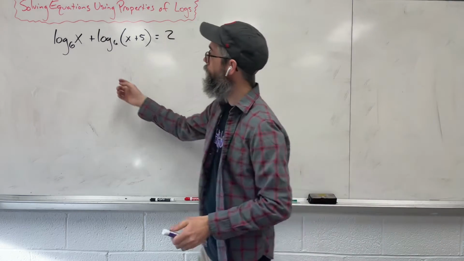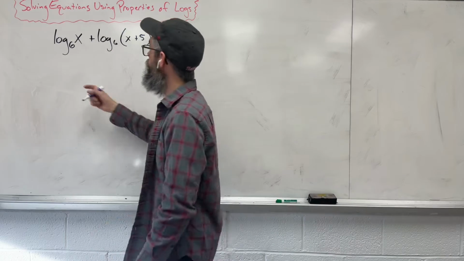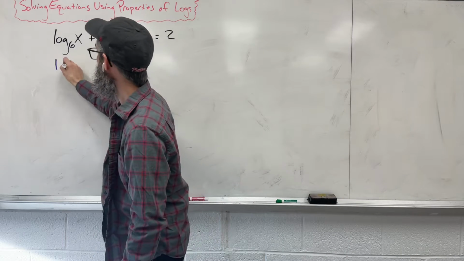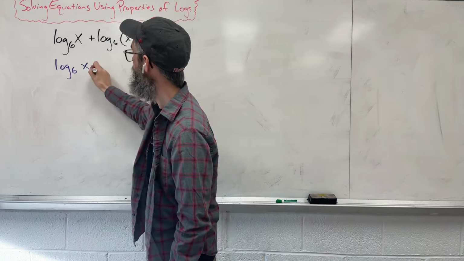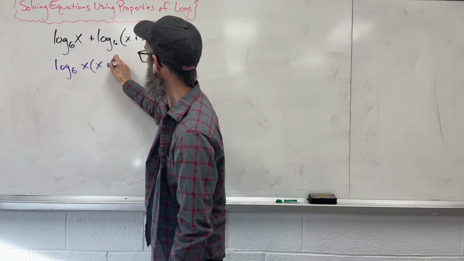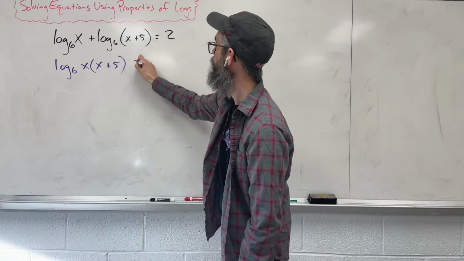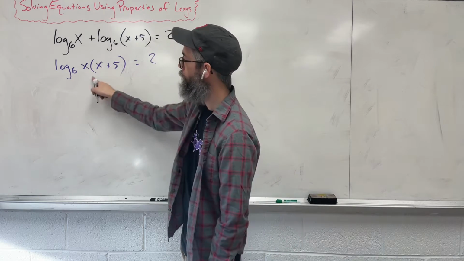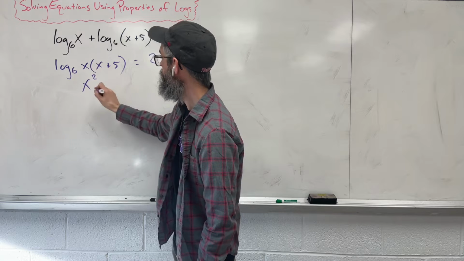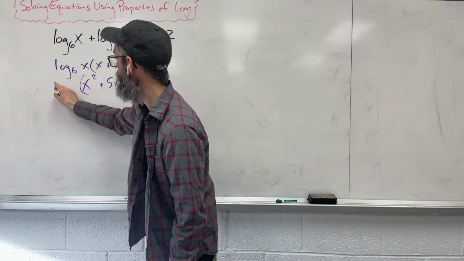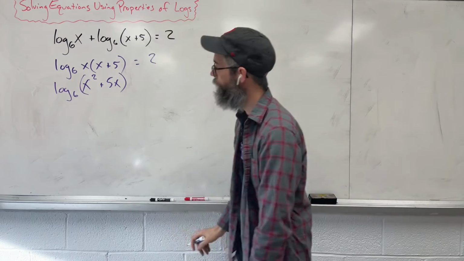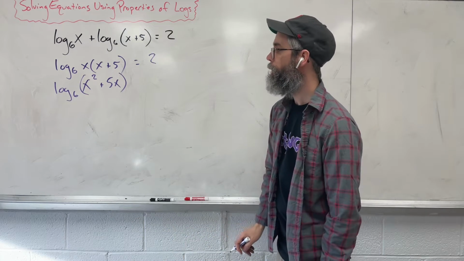So let's start with putting this problem together. Since they're both log base 6, I'm going to say log base 6. Addition means multiplication, so I'm going to say x times that group of x plus 5 equals 2. Multiply these two things together: x squared plus 5x. Now all of this is that log base 6.